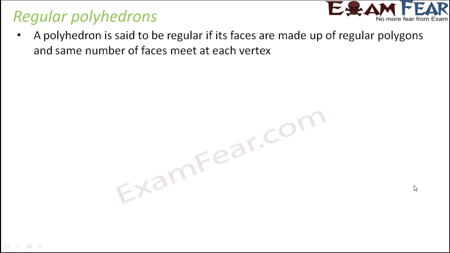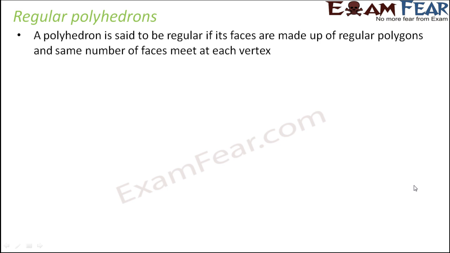Now in polyhedrons also we have different categories like regular, irregular polyhedrons, concave, convex polyhedrons. So let's start with regular polyhedrons. The word regular, what does it mean? Regularity means equal. So a polyhedron is said to be regular if its faces are made up of regular polygons.